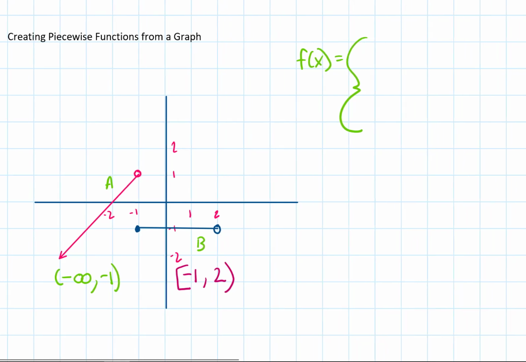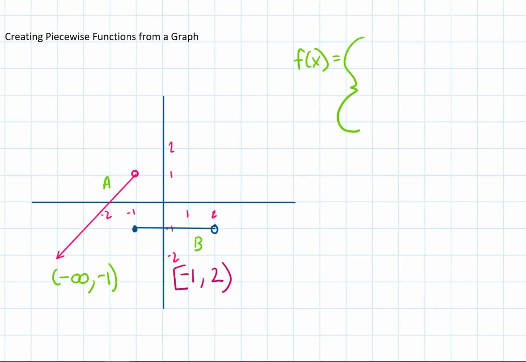I'm going to go over and I'm going to write those on the right hand side. So negative infinity to -1. And -1, 2. Now we need the equation for each line. So we're going to focus on A again.